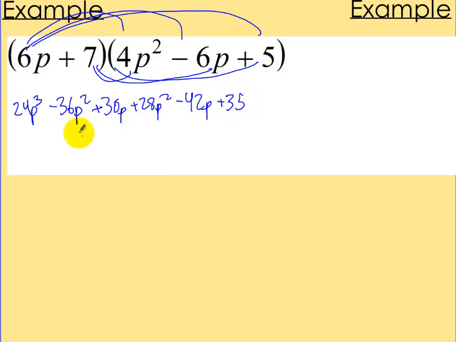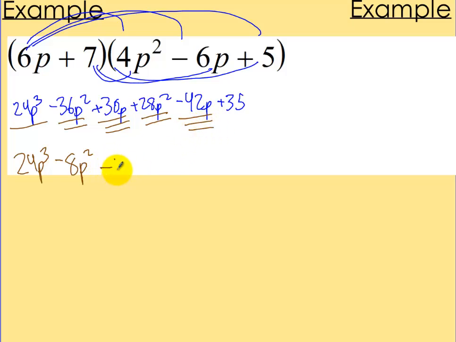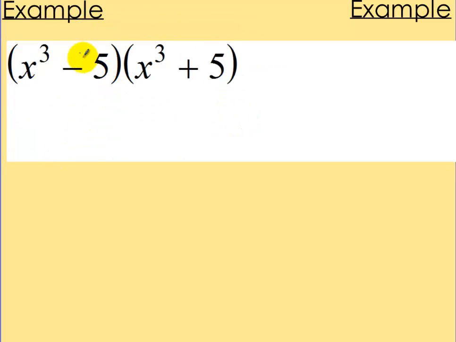Combining like terms here, well, the cubed is the only one, so 24p cubed. Negative 36p squared and 28p squared are going to combine to negative 8p squared. 30p and negative 42p is going to be negative 12p. And then a plus 35 at the end. All right. If we did the box, I'm going to just do the box in the next problem. Pause the video.